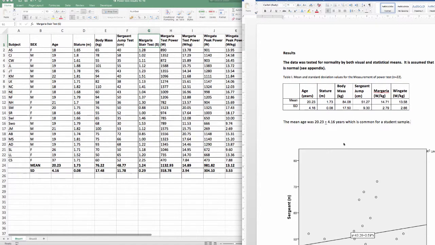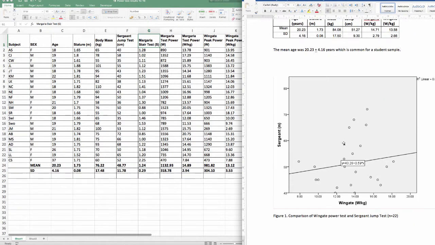So onto the correlations then. Here's the first figure, and what we have is a comparison of the Wingate test with the Sargent jump. And as you can see, there is the line of best fit that was found using regression analysis, and all these dots are all the points.